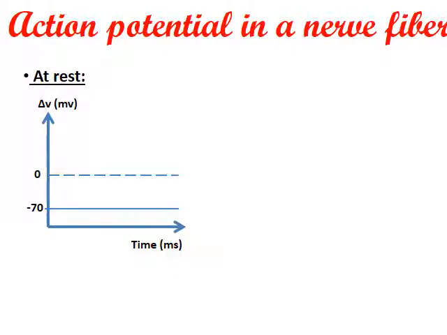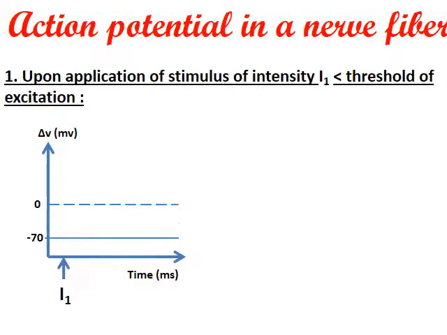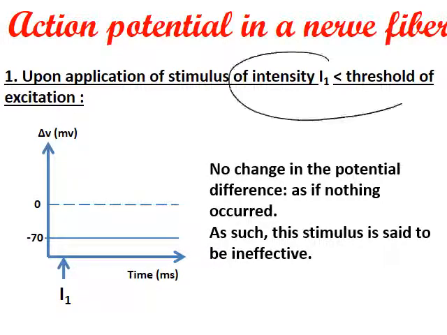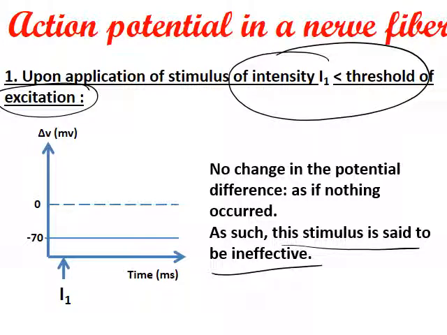Some experiments are done. At rest, it's minus 70 millivolt. This is the resting potential. Upon stimulation with a stimulus of intensity I1, which is less than the threshold of excitation, there is no change in the potential difference, as if nothing occurred. No action potential is stimulating this nerve fiber. This stimulus is said to be ineffective since it doesn't cause any action potential.